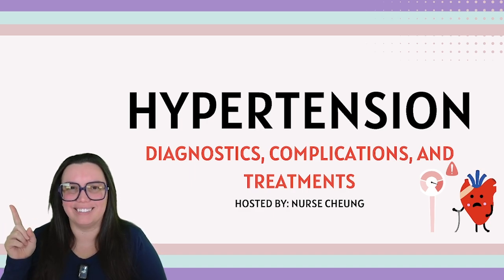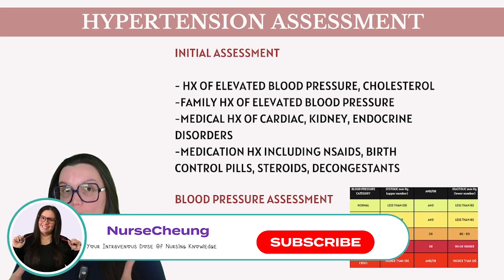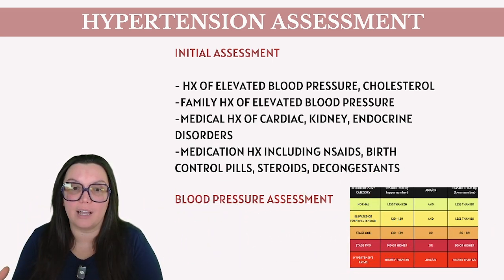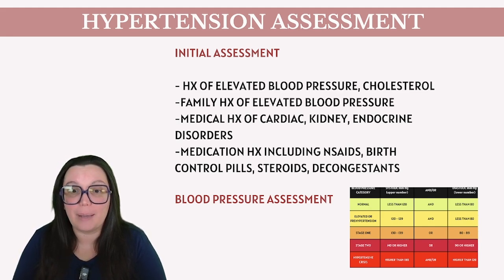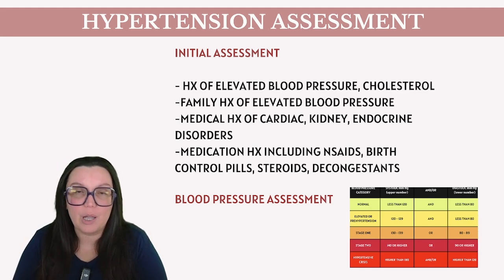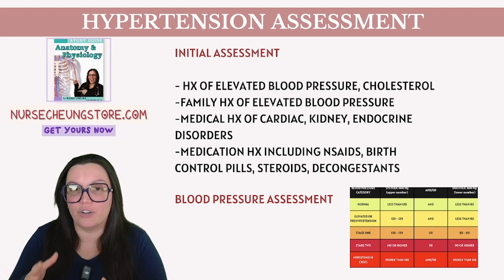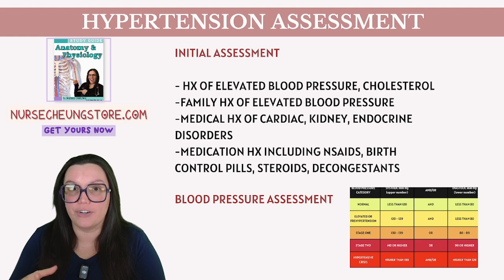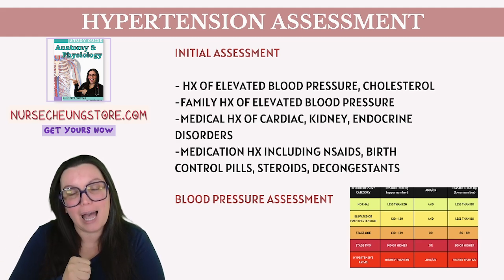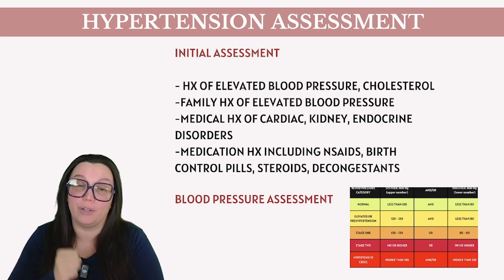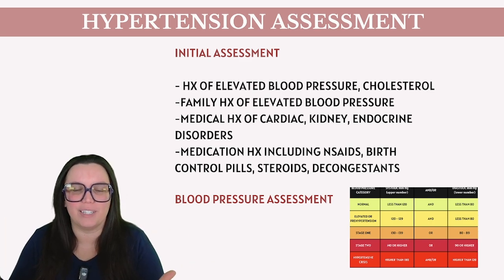Let's get started. So what is the initial assessment that we're going to want to do when we have someone with hypertension? Well, we want to get a history of the elevated blood pressure, either a personal history or a family history. We also want to know about cholesterol, right? Because cholesterol can ultimately lead to an increase in plaque within our arteries. So if we're having a resistance within our arteries, like we talked about before, we're going to have a constriction of that blood flow, ultimately leading to an increase in blood pressure.